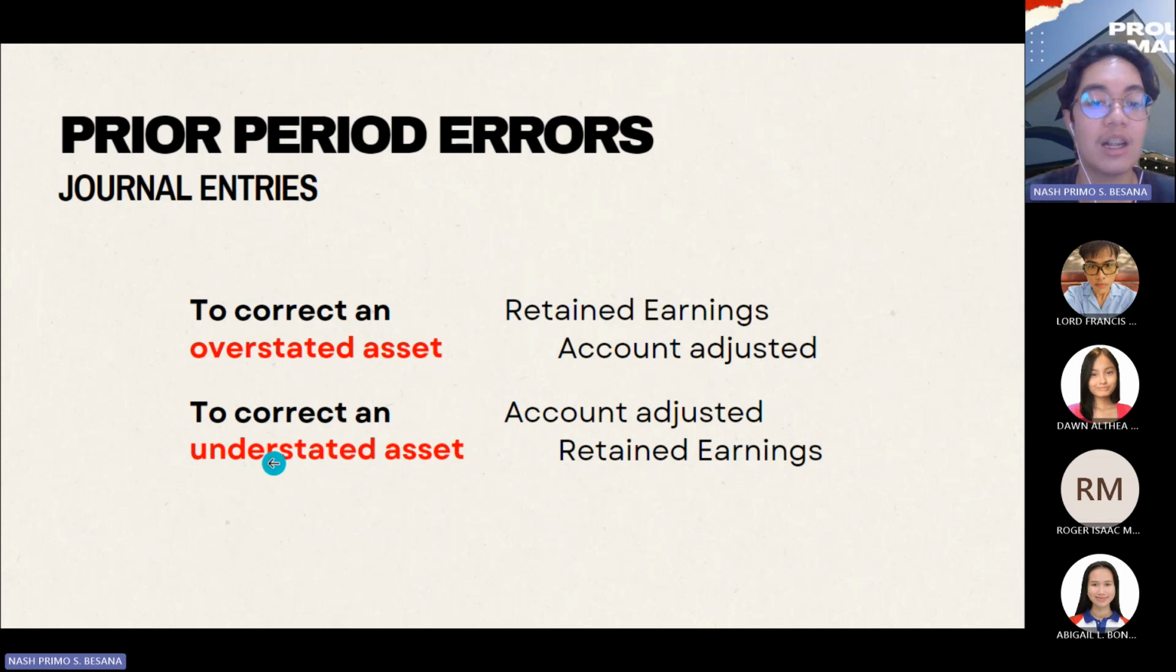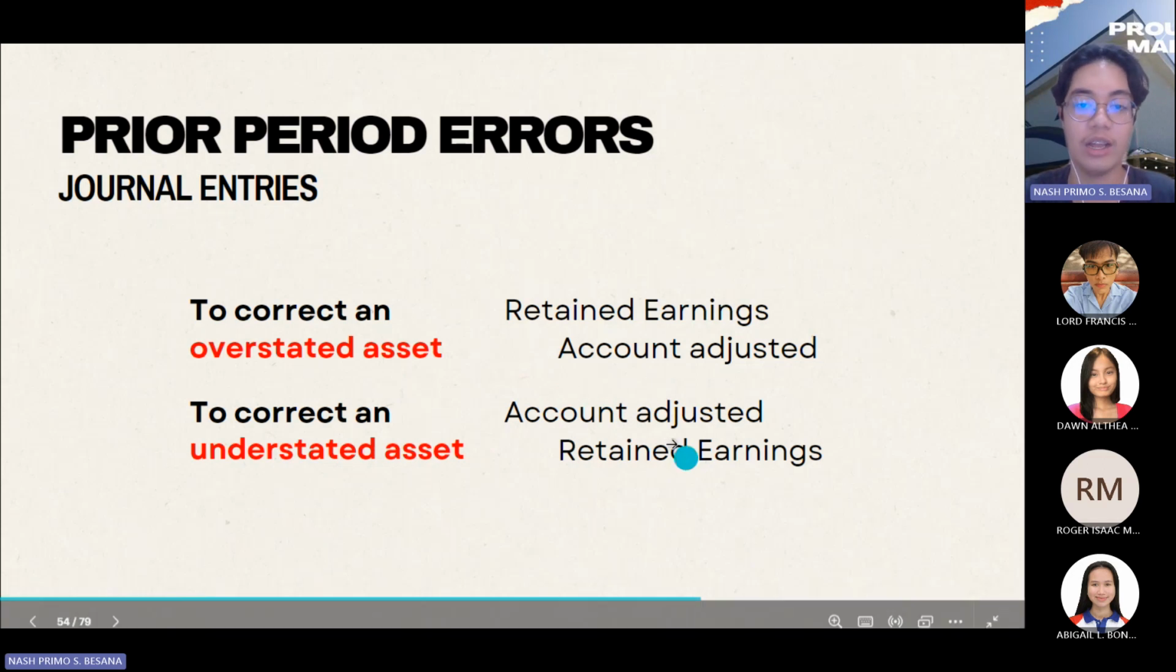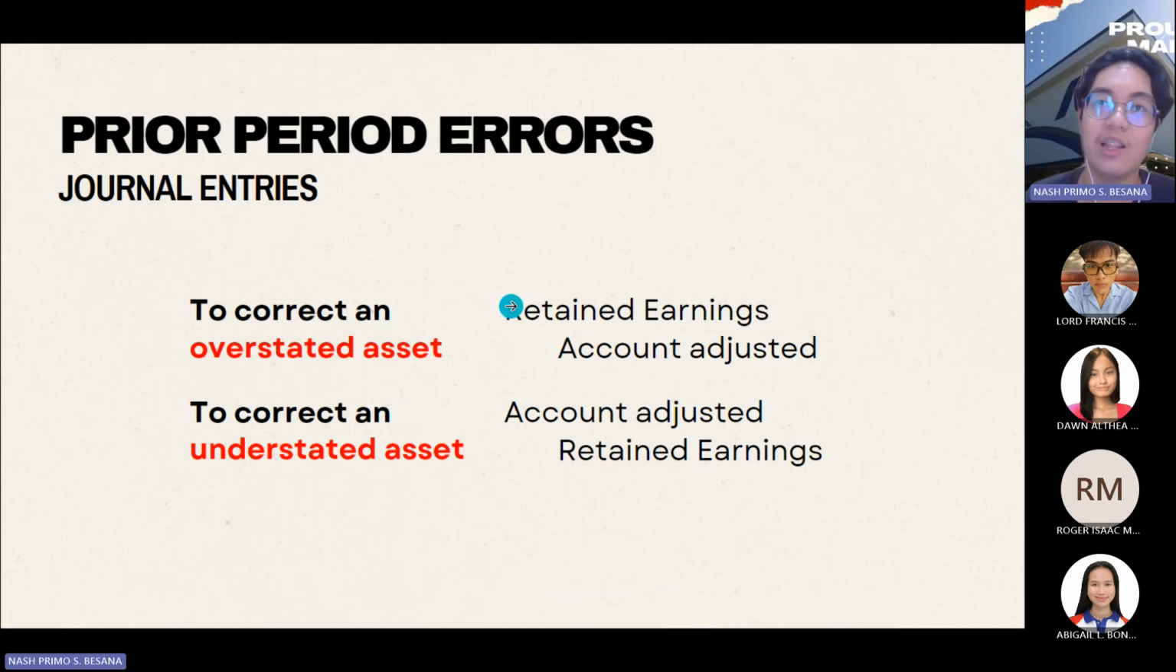Then on the other hand, kapag understated si asset, kailangan natin siyang dagdagan, i-debit natin si asset, and then credit retained earnings. So kapag debit retained earnings, it is technically parang we're recording a loss or we're recording an expense kasi nga overstated, kailangan mong bawasan. That can be considered as a loss or an expense. Kapag understated naman, we would increase retained earnings kasi dati mababa lang siya, tas ngayon pala it turns out mataas siya. So it is similar to recognizing income or revenue or gain.